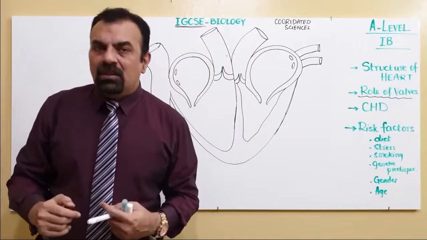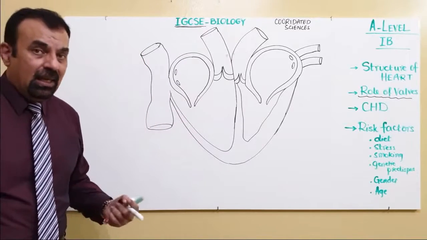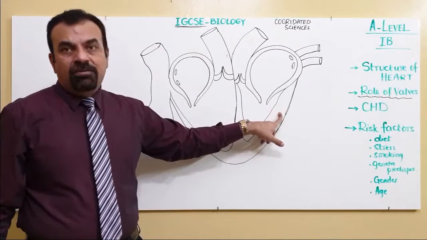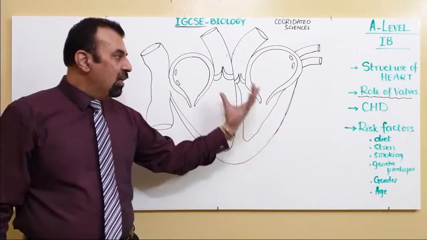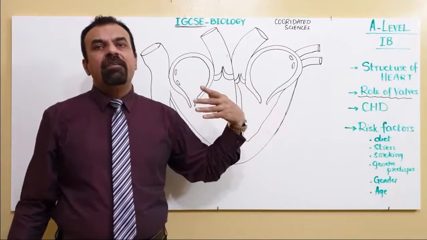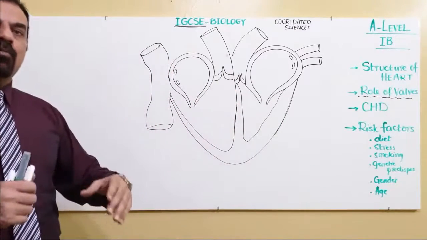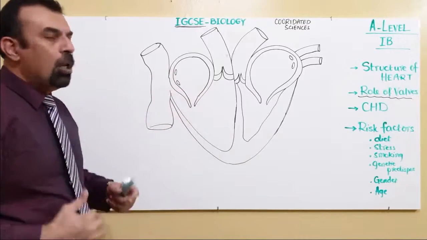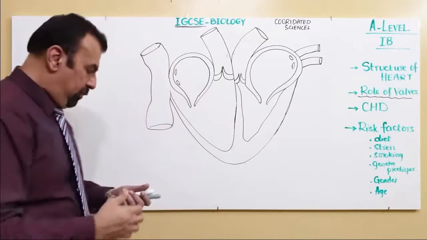And in exams, they're going to ask you this question. They can ask you what is the reason that the left side or the left chamber of the heart is having thicker walls, or they say the left ventricle of the heart is having thicker walls. And we're going to talk about that in a minute. First, we'll see how blood is flowing through the heart.